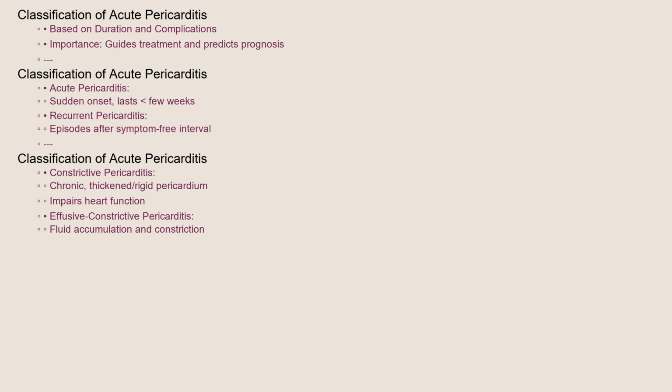Further classifications may include constrictive pericarditis, a chronic condition where the pericardium becomes thickened and rigid, impairing the heart's ability to function. Effusive constrictive pericarditis is another type, characterized by both fluid accumulation and constriction. Understanding the type of pericarditis helps guide the treatment approach and predict the prognosis.